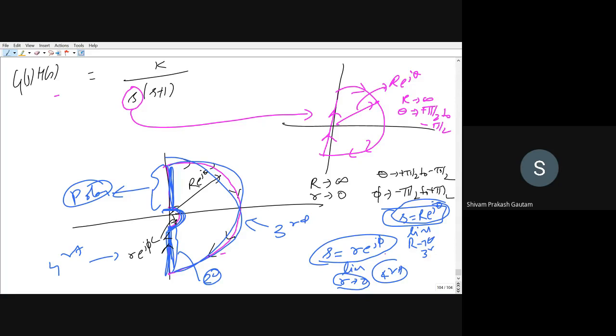Earlier there were only 3 parts because there was no smaller circle, because there were no poles at the origin in the systems that we were dealing with. It is having no pole at the origin, so it does not matter. But in the present problem, we can see that there is one pole at the origin. So we have to draw the Nyquist contour so that this pole is excluded from the Nyquist contour. Because by definition, what is the definition of the Nyquist contour? The Nyquist contour is a closed path which covers all open loop poles in the right hand side of the s plane.